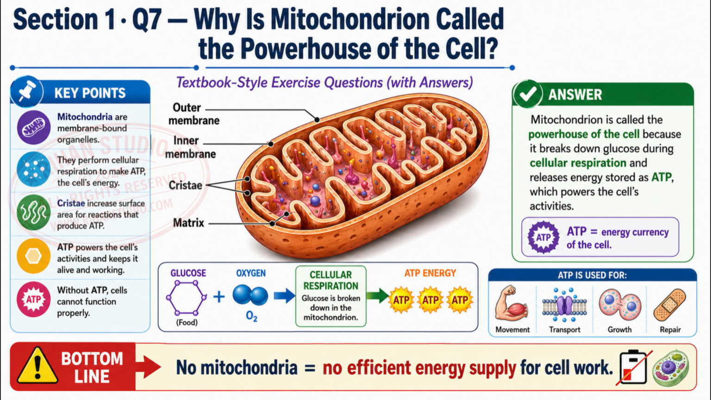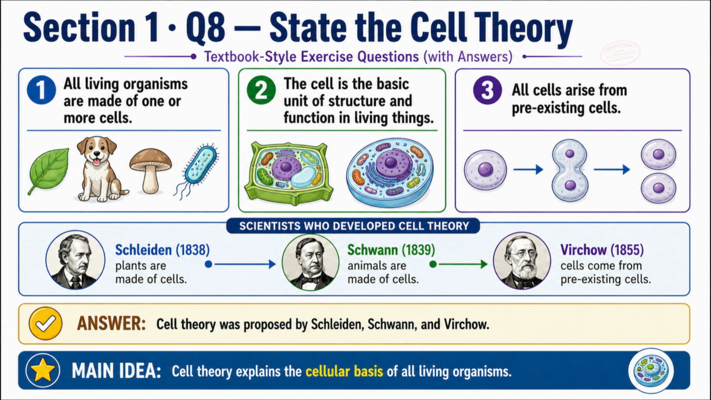1. All living organisms are made of one or more cells. 2. The cell is the basic unit of structure and function in living things. 3. All cells arise from pre-existing cells, proposed by Schleiden, Schwann, and Virchow.